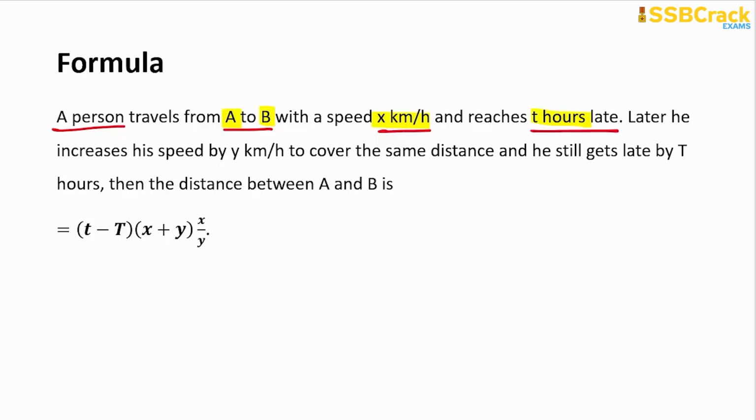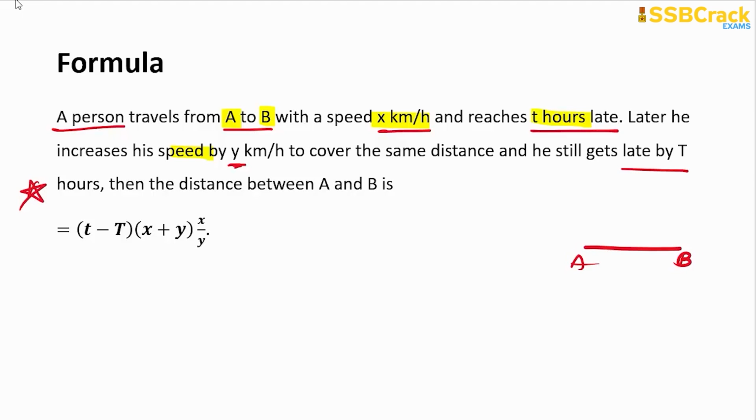Later he increases his speed. Understand, this is not the next speed. This is the amount by which he has increased the speed. So when you know in the question that there is a person traveling with a certain speed, got late by a certain time period, but later he has increased the speed by a certain amount for the same distance to cover, but still he is getting late by capital T hours. So if that is the scenario in your question, in your defense exam, go ahead with this formula to calculate the distance between A and B.